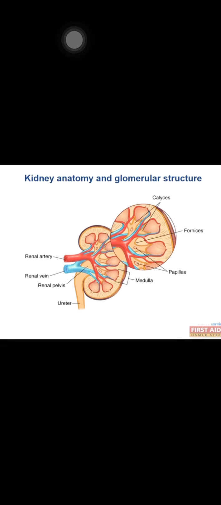On cross-section, the kidney is split into the cortex, here's the cortex, the medulla, seen here, so this would be the medulla, and the collecting system, which will start here and will end at the urethra, collecting system. Each of these areas has a separate function, which we will talk about in later talks.